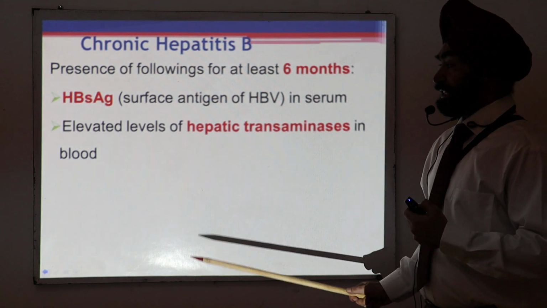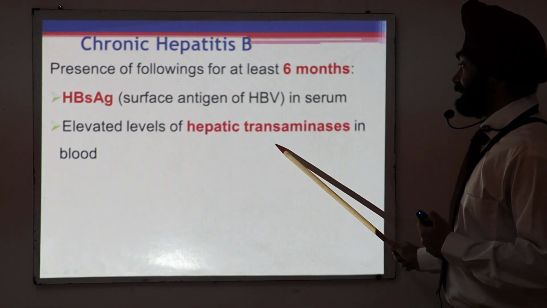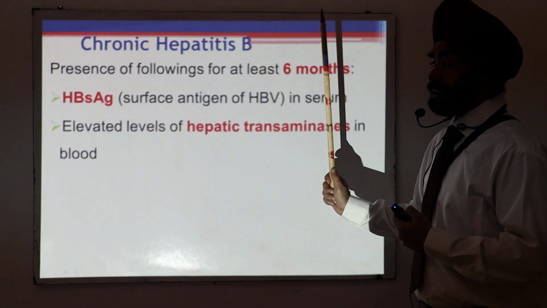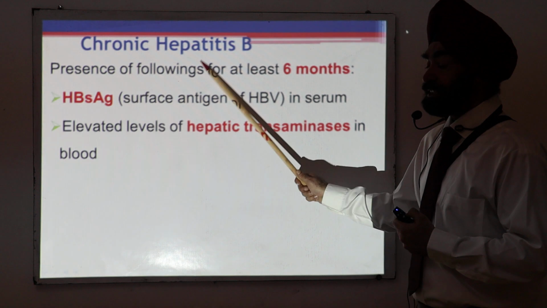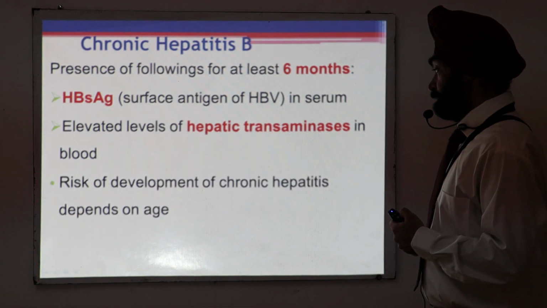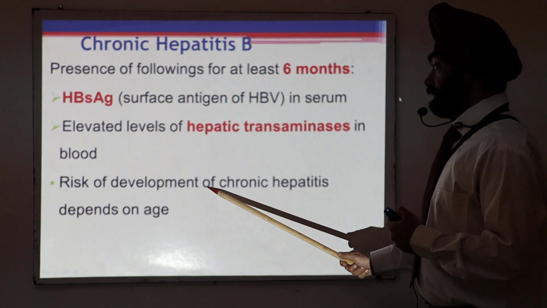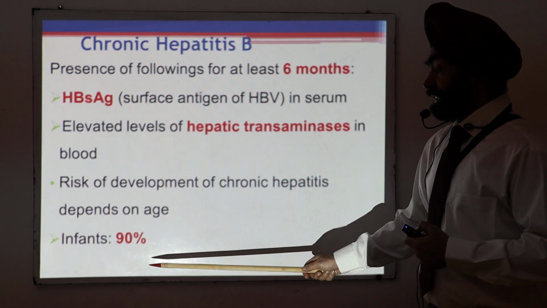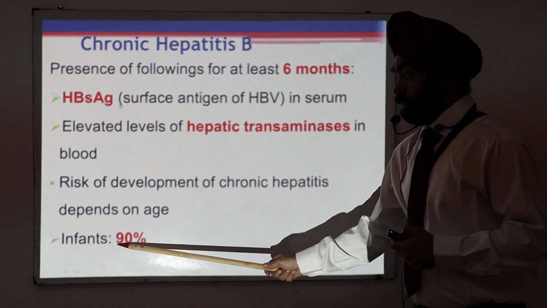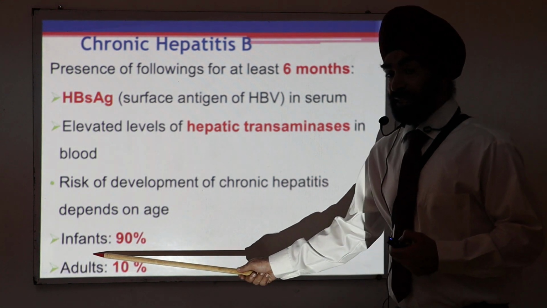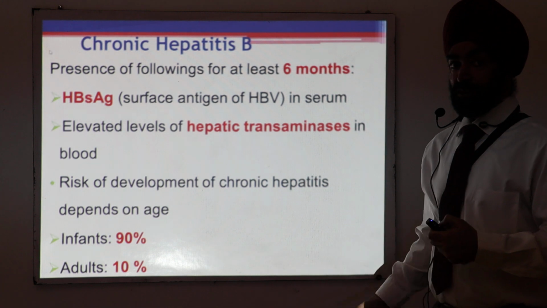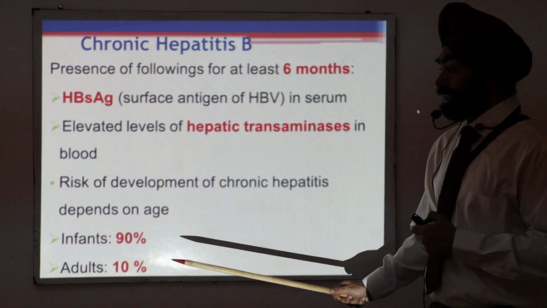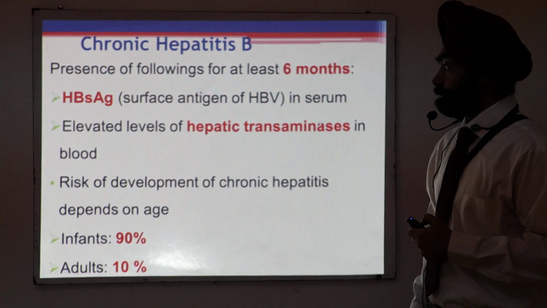Or if you see the levels of these transaminases, AST, ALT, for more than 6 months, you say it is chronic in nature. So this is how you define it is chronic in nature. Now the risk of development of chronic hepatitis is dependent upon the age. If these are infants, 90% of cases, but in case of adults, only 10% of cases, the acute will convert into the chronic one. But very important in the infant cases.